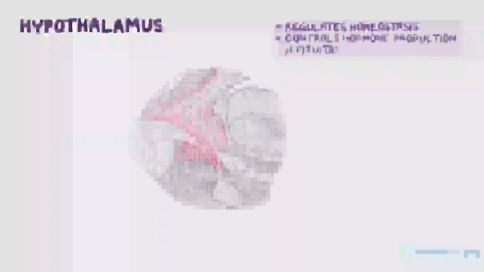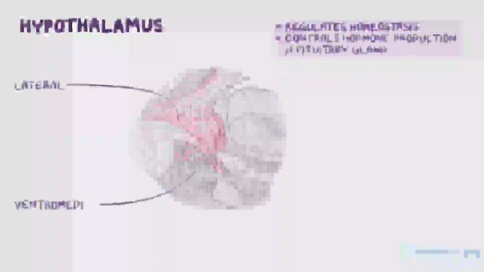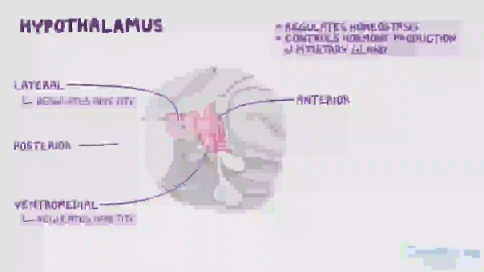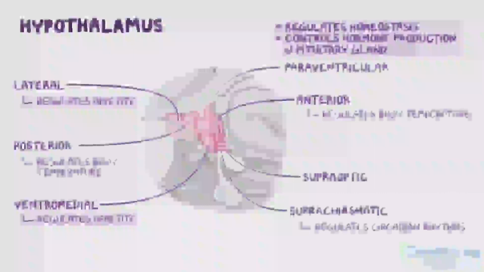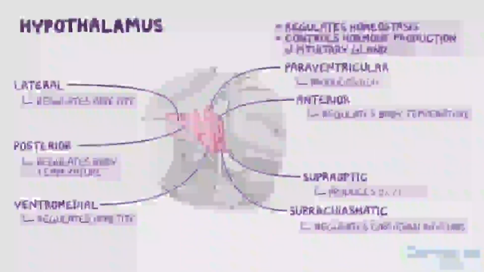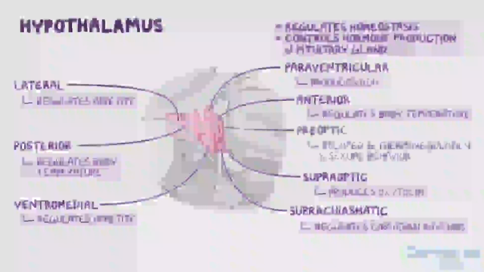The hypothalamus regulates homeostasis and controls hormone production of the pituitary gland. It has several nuclei: lateral and ventromedial nuclei that regulate appetite, anterior and posterior nuclei that regulate body temperature, suprachiasmatic nucleus that regulates circadian rhythms, supraoptic and paraventricular nuclei that produce ADH and oxytocin, and the preoptic nucleus that is related to thermoregulation and sexual behavior.